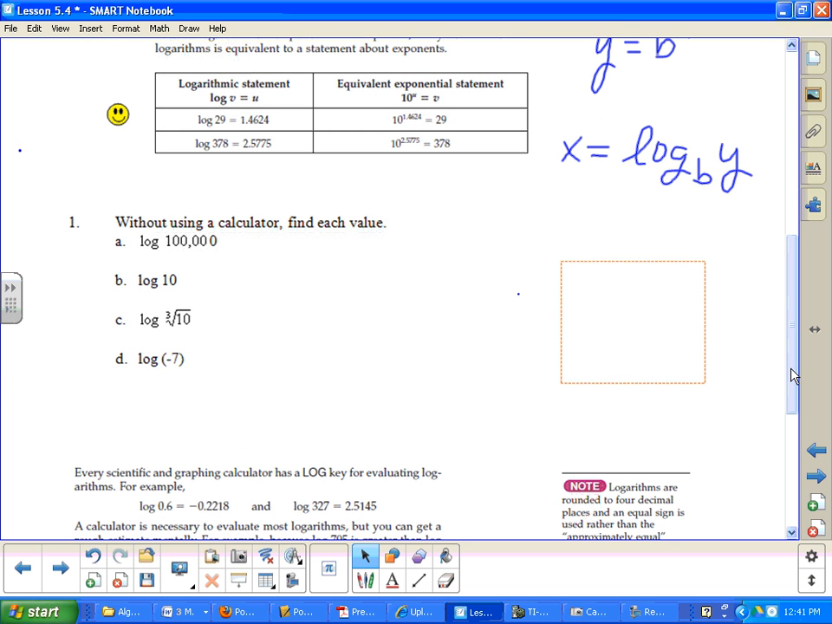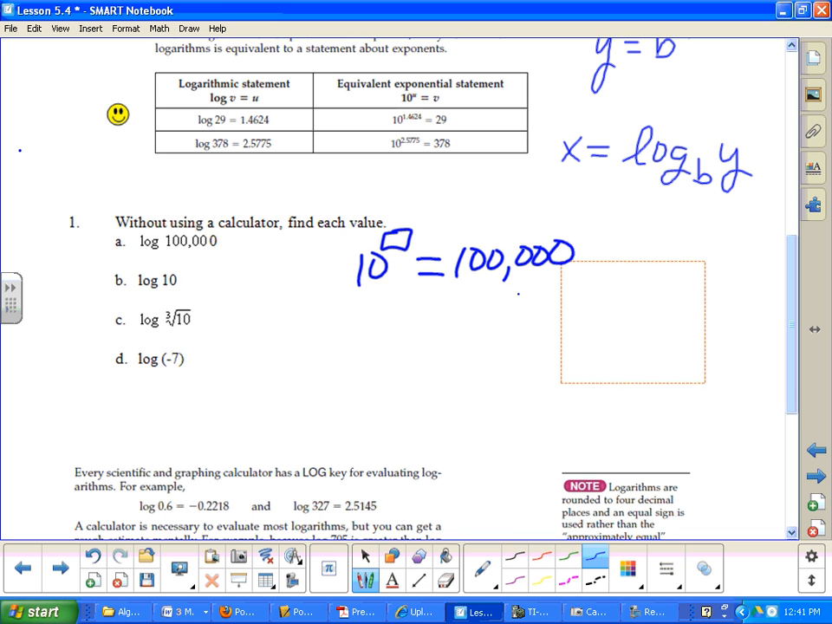So it says, without using the calculator, find each value. Basically, what we're finding here is: ten raised to what power is equal to 100,000? When we're asking you to simplify the log of 100,000, if there's no number here, then the base is 10, and it's called the common logarithm. So 10 to what power is 100,000? To the fifth. So this is equal to 5. The log of 10. So 10 raised to what power is equal to 10? 1. Okay.